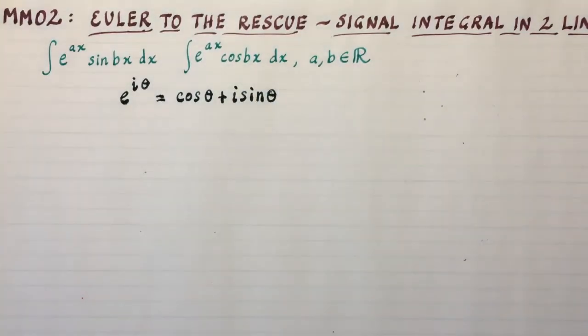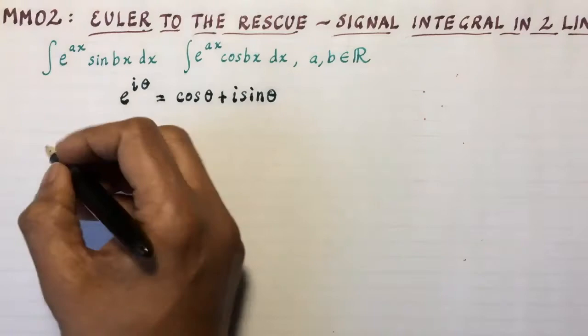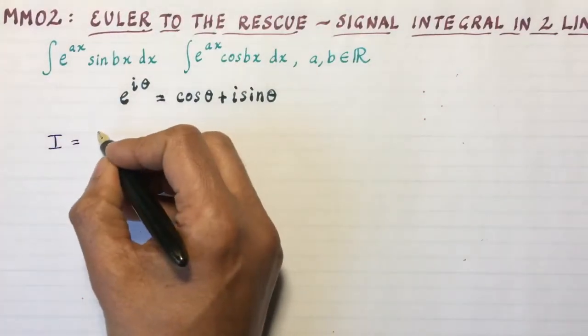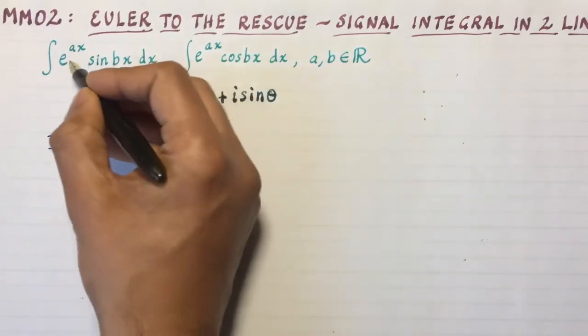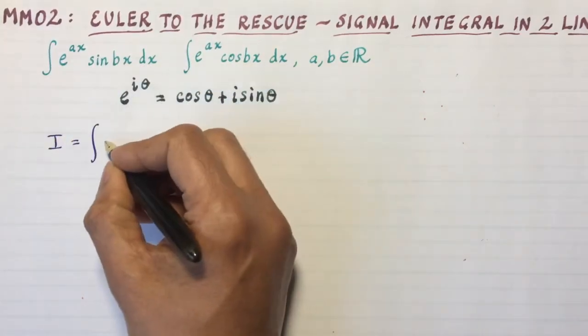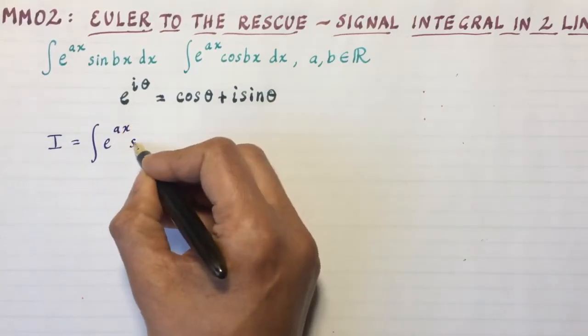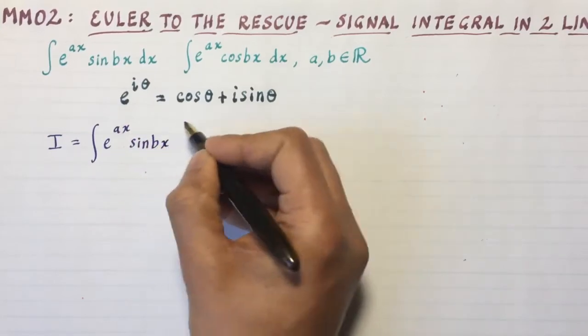In my earlier video, I showed you how this formula came about by simply considering the exponential function and substituting i theta for it. This formula can actually be used to solve these two integrals in the following manner. I will start by writing I as our required integral. Let me start with the left one. This I'll just get later. So I'll write I as the integral of e to the ax sine bx dx.